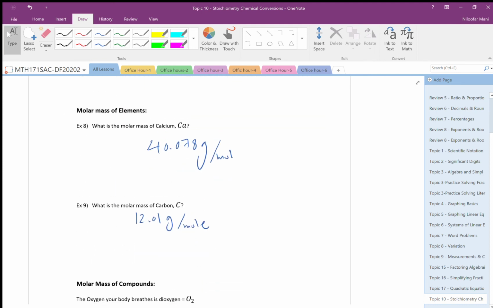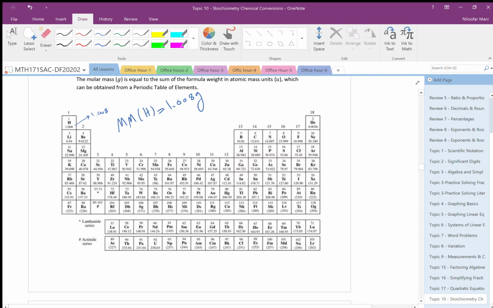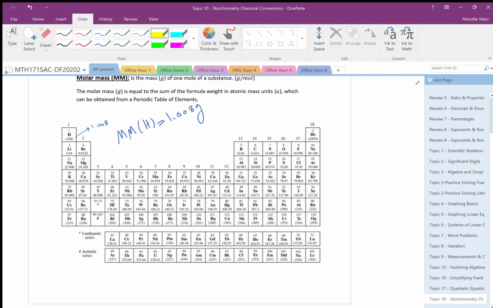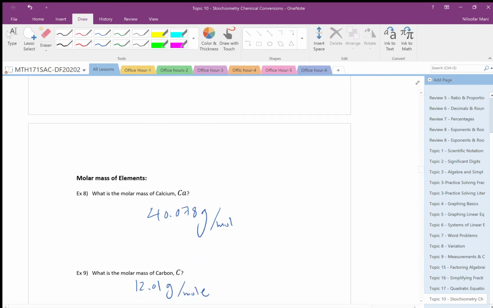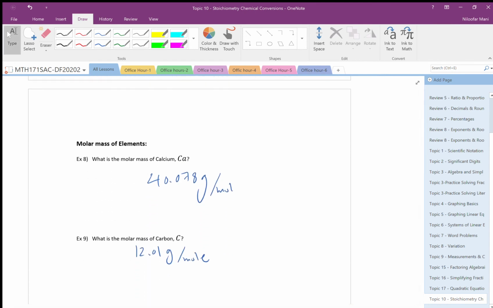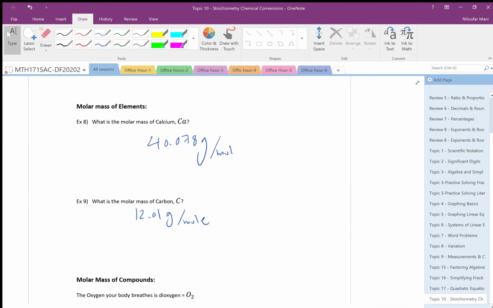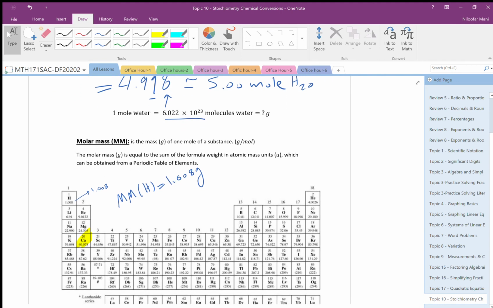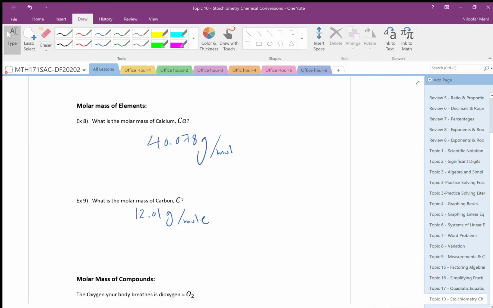Okay, so what is the molar mass of calcium? Check the periodic table. Let me find calcium, you know much more than me. Yes, calcium is here, so 40.078 gram per mole. And how about carbon? Carbon is 12.01 gram per mole. And how do I find it? It's here, right? So I can go here and check. So this one is here, and this one is here.